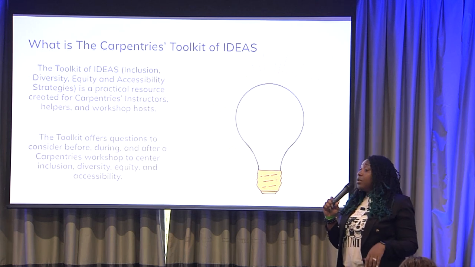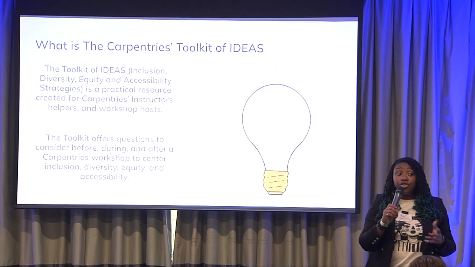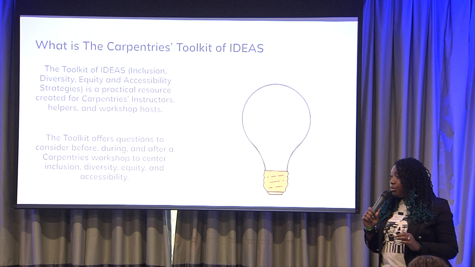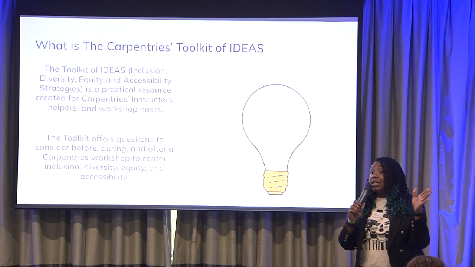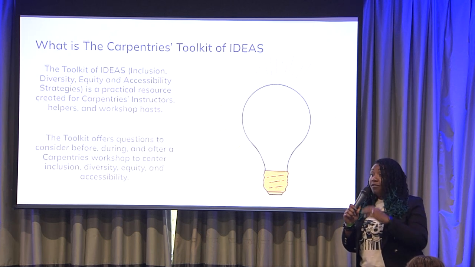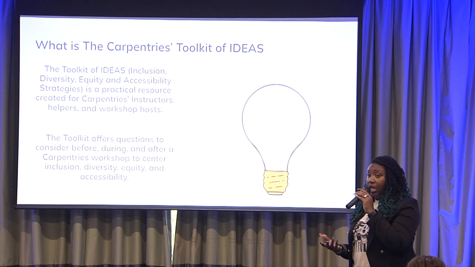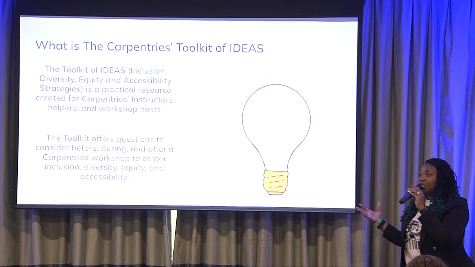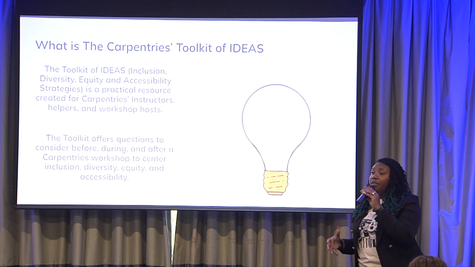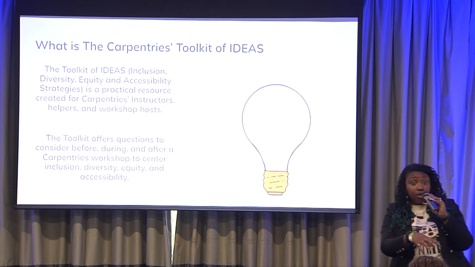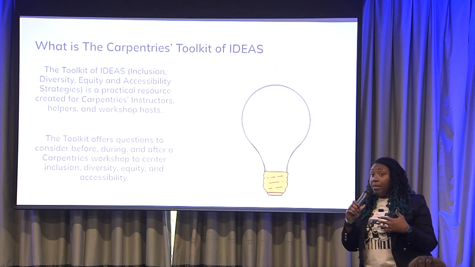So we released a toolkit. IDEAS is an acronym for Inclusion, Diversity, Equity, and Accessibility Strategies. We wanted to create a very practical resource for our community to help you figure out what you need to think about before, during, and after a Carpentries workshop in order to make it more inclusive, more equitable, et cetera. We didn't want this to be a 100-page document with all kinds of checklists and steps. We wanted it to be something very practical that you could adapt for your community in your language. So we wanted it to be very easy to onboard many community members.